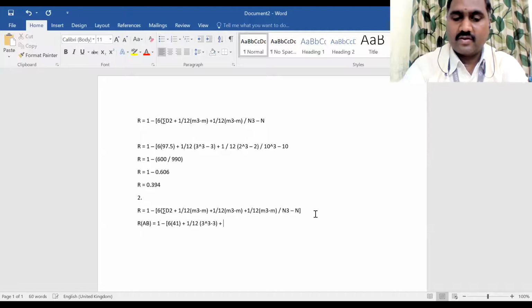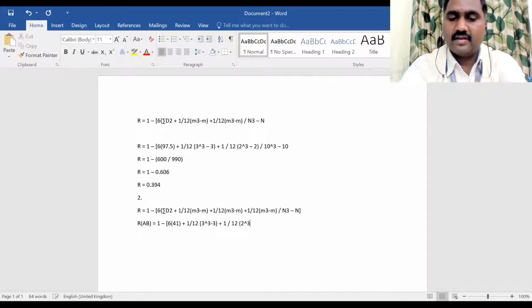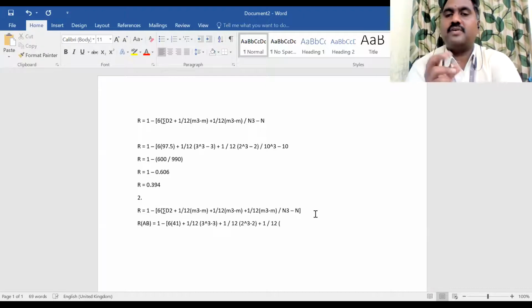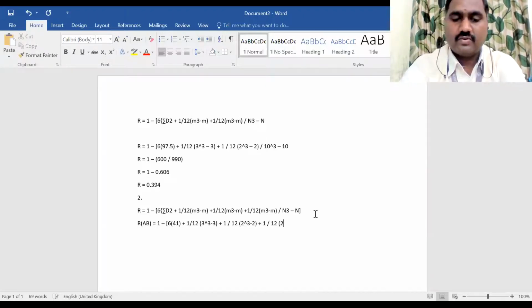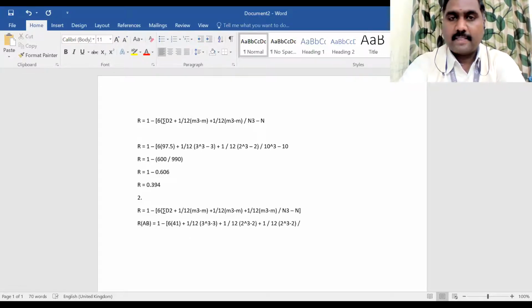Plus 1 by 12 into, second number repeated is 8.5. How many times is 8.5 repeated? 2 times. So 2 power 3 minus 2. Close the bracket. Again plus, third pair of 1 by 12. Third number is 5.5. How many times is 5.5 repeated? 2 times. So 2 power 3 minus 2. And divided by, what is n here? What is n here? 9, 10.